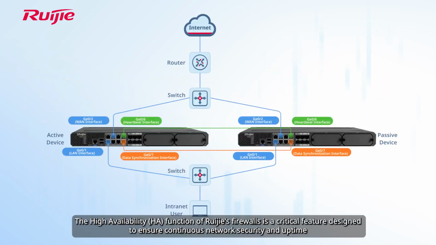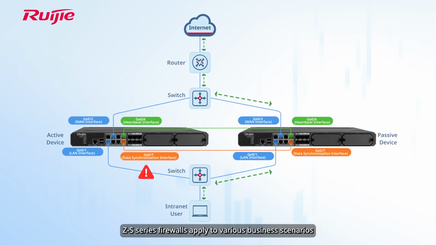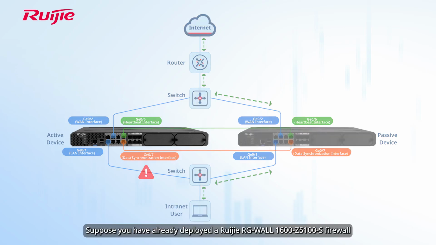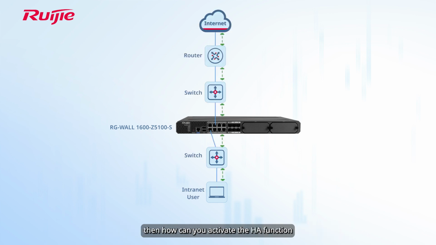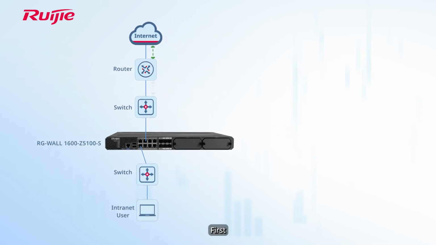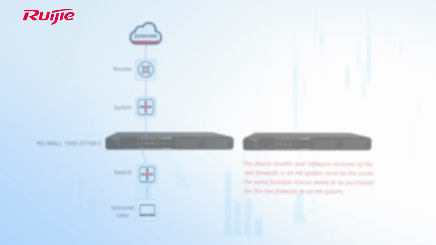The high availability function of Ruijie's firewalls is a critical feature designed to ensure continuous network security and uptime. Combining HA, advanced threat protection, and ease of management, Z-S series firewalls apply to various business scenarios, from small and medium enterprises to large corporations. Suppose you have already deployed a Ruijie RGwall 1600 Z5100S firewall, then how can you activate the HA function? First, you need to order another firewall of the same model to serve as the passive device.